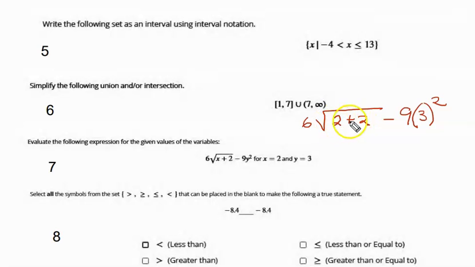Well, this is the square root of 4, which is 2, so 6 times 2 is 12, minus 3 squared is 9. Negative 9 times 9 is a negative 81. So this becomes a negative 69. And again, you know, some of you may do this in your head. You may want to check it with your calculator if you're not good at computation.